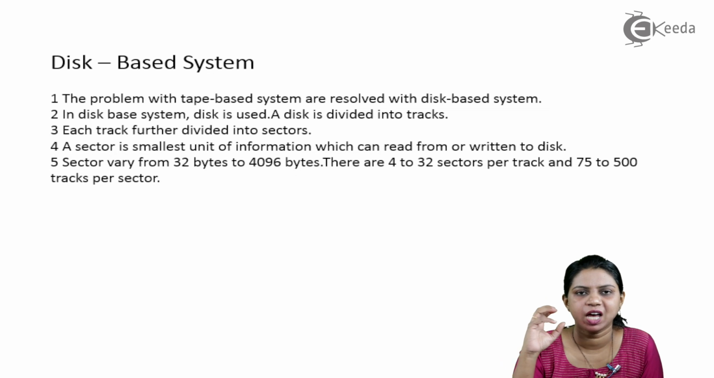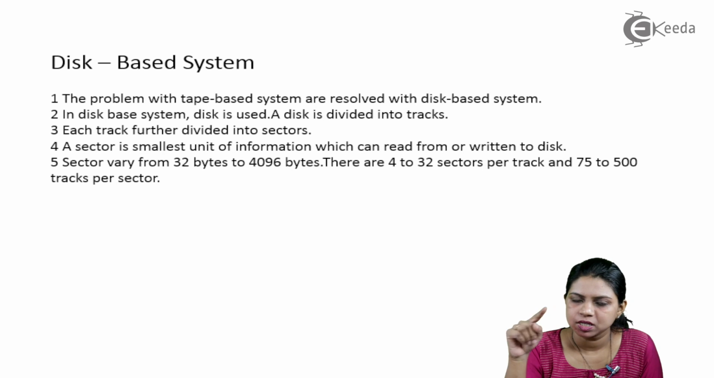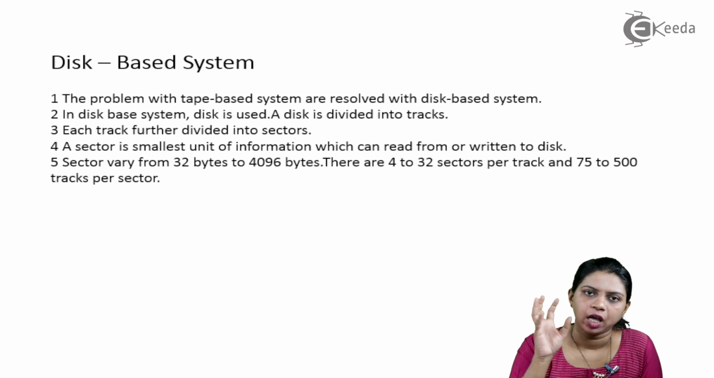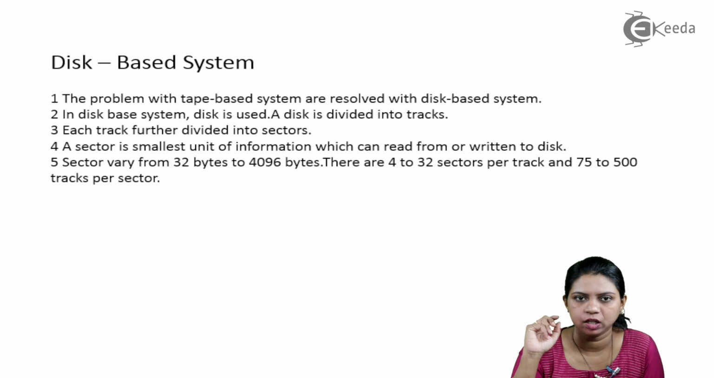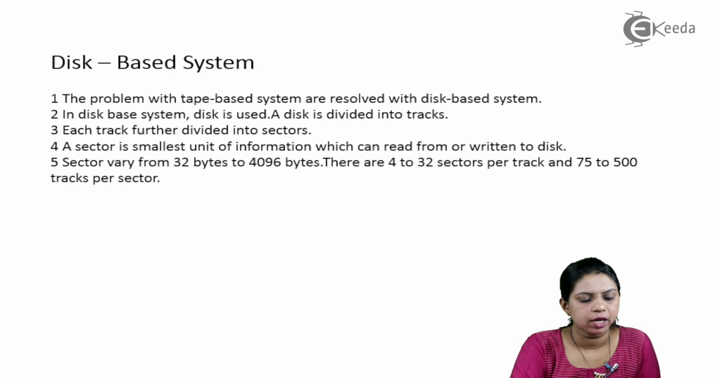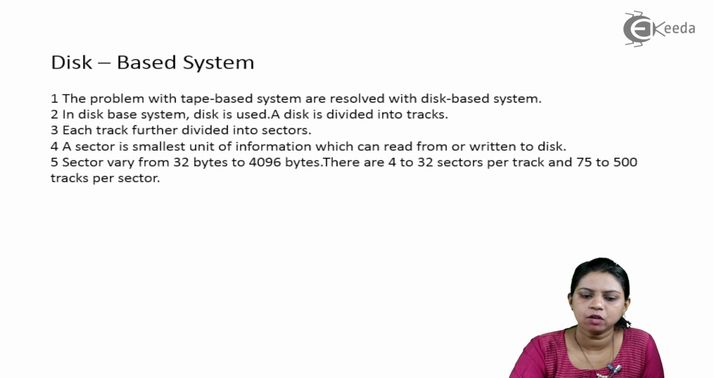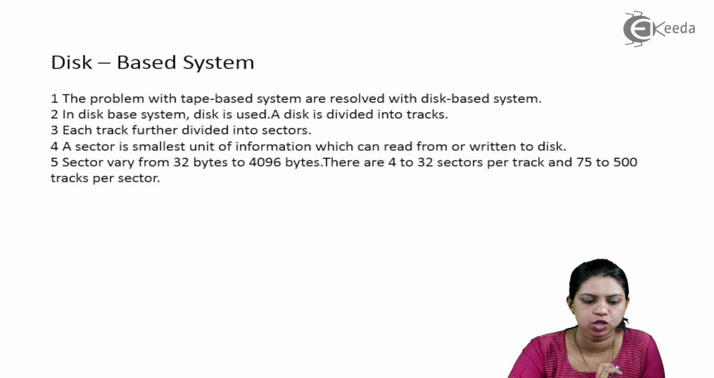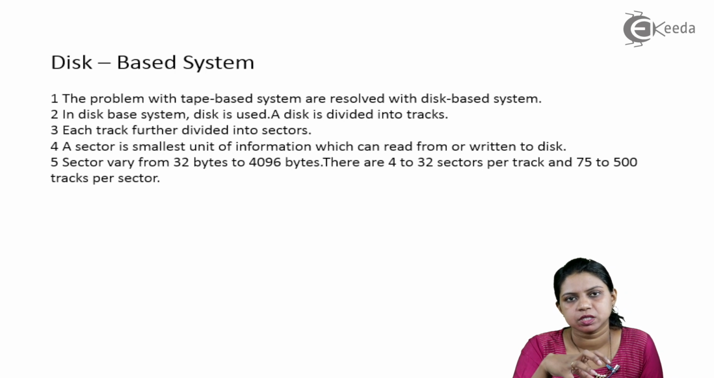In the disk-based system we have tracks and sectors. Your disk is basically divided into tracks, and tracks are further divided into sectors. Each sector contains a unit of information. So let us see what it says. The problems with the tape-based system are resolved by the disk-based system. In a disk-based system, a disk is used and disks are divided into tracks. Tracks are further divided into sectors, and a sector is the smallest unit of information. A sector varies from 32 bytes to 4096 bytes. So this is basically a disk-based system.